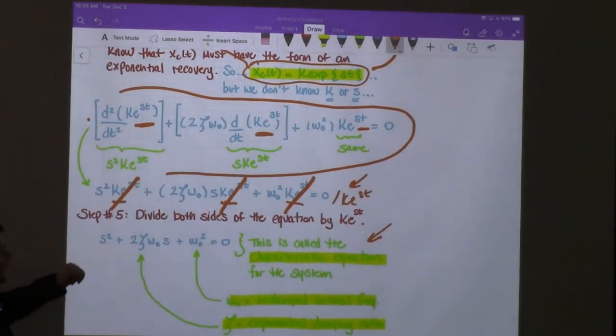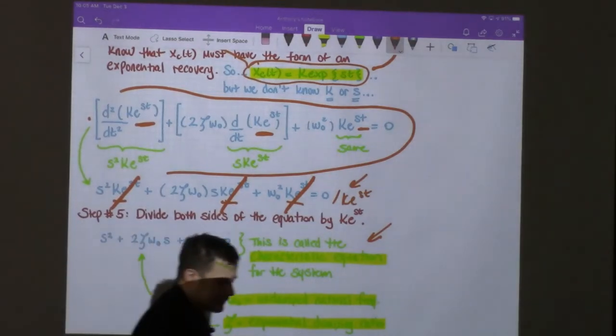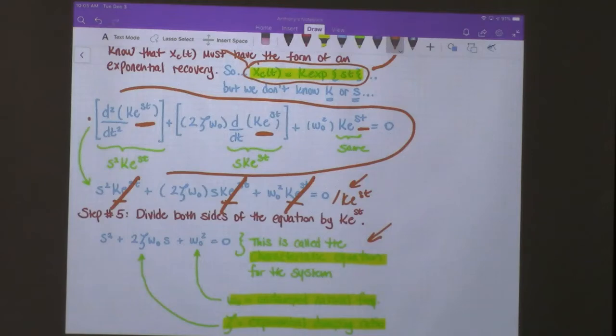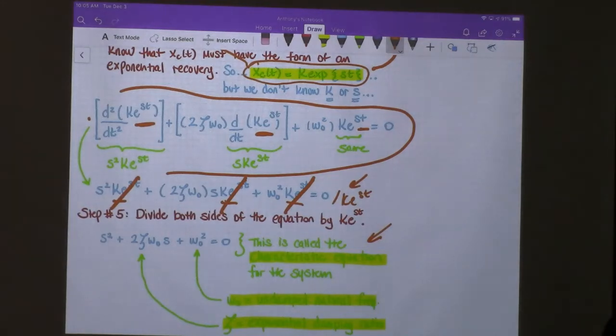This is called the characteristic equation for the system. This is definitely from when I used to teach ENG212. I remember we definitely touched upon this. So characteristic equation sounds familiar? Yes? Okay, at least one. Some better than usual.